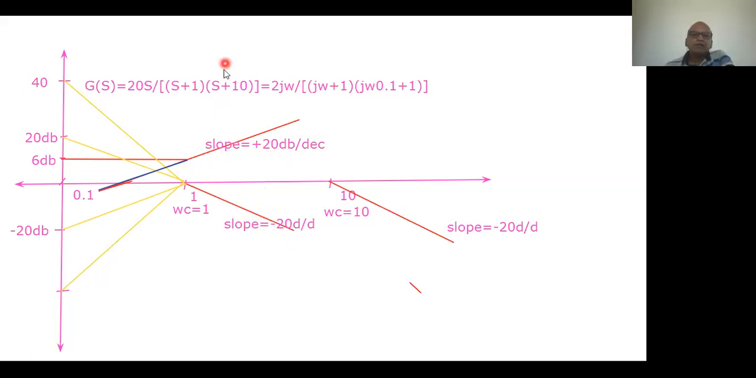Draw a line parallel to the frequency axis. This is a 0 dB. Then again at this corner frequency, if you observe, the slope is equal to 0 dB, but the slope is equal to say minus 20 dB. Then this is the 0, this is the minus 20 dB per decade at this corner frequency.